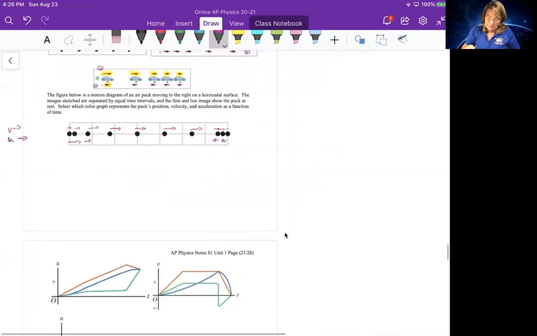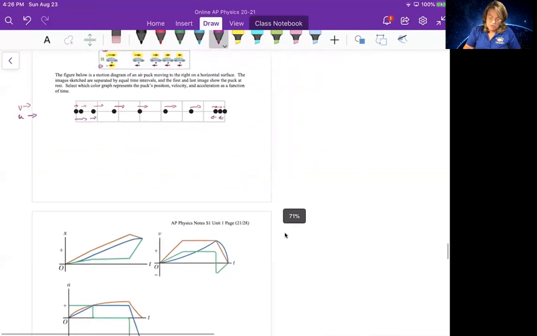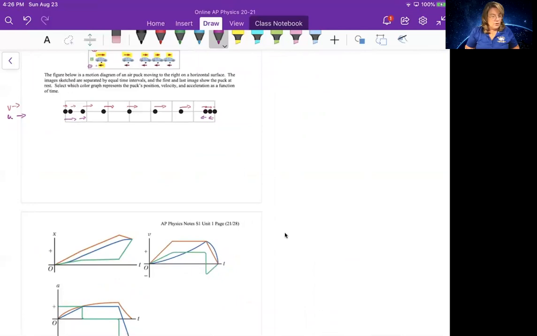Okay, now we have to find position versus time curves that match that puck, okay? So let's actually start with what I consider the easiest, which is velocity versus time, and then go to acceleration, and then go to position versus time.